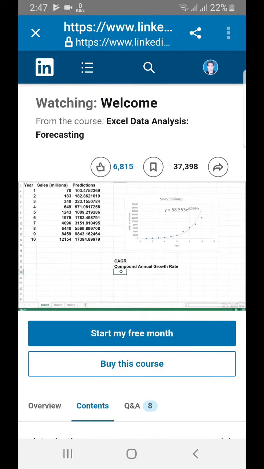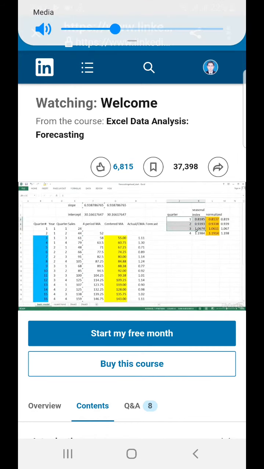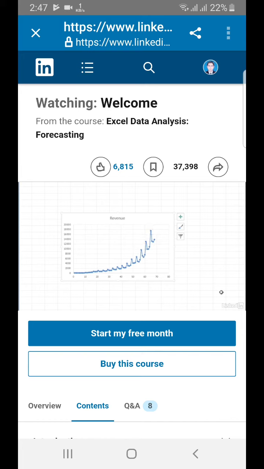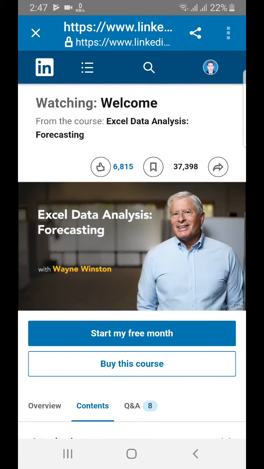Or compound annual growth rates. And finally, I'll help you understand seasonality of data and how to forecast with multiple regression. So roll up your sleeves and let's get ready to learn a lot about forecasting.